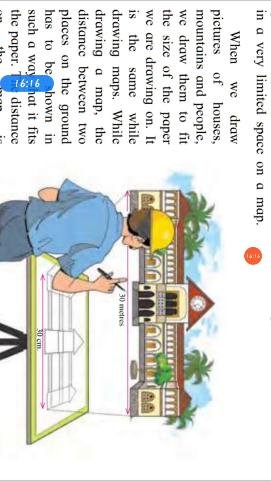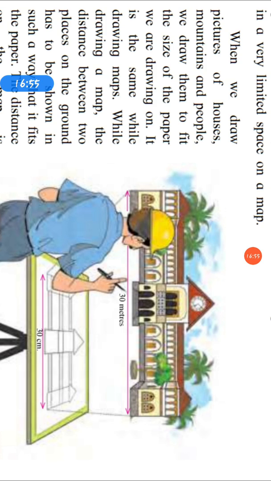The distance between two places on the ground has to be shown in such a way that it fits the paper. So while drawing a map, we have to keep in mind that we have to draw those places on the ground at a proportionate distance. The distance on the map is proportionate, or in ratio, to the distance on the ground.